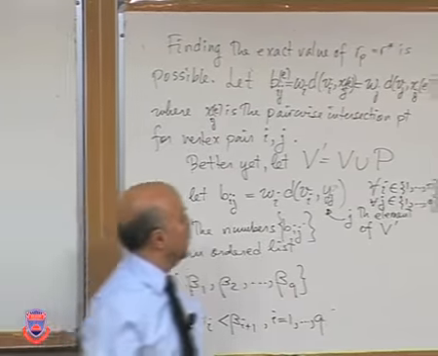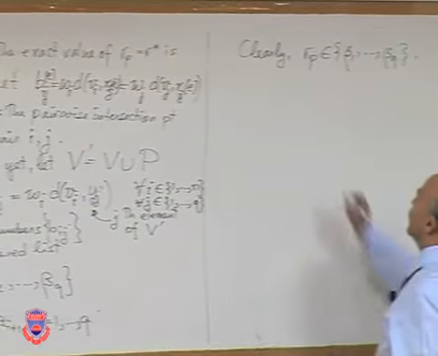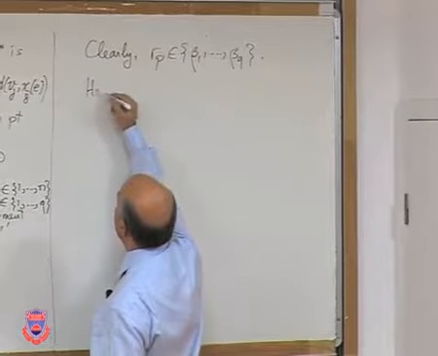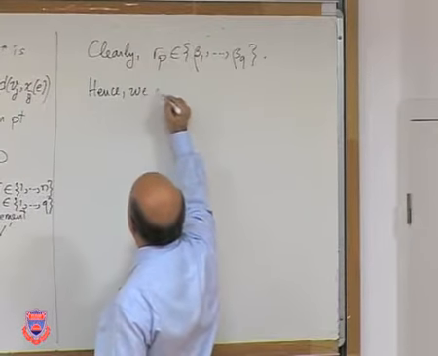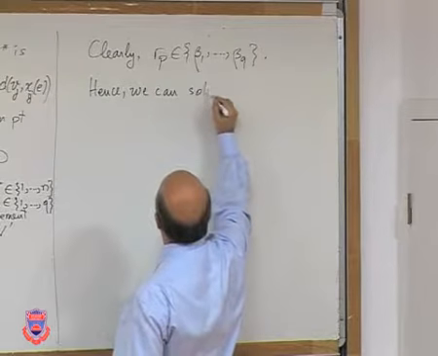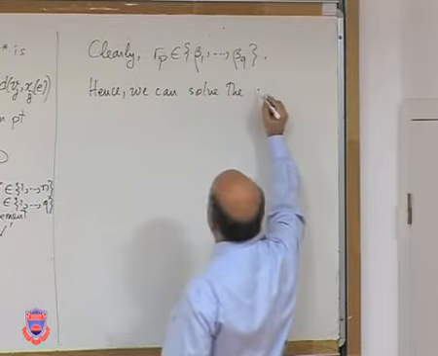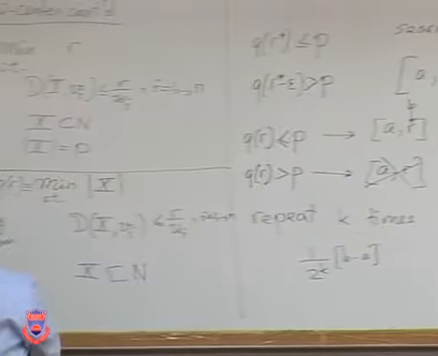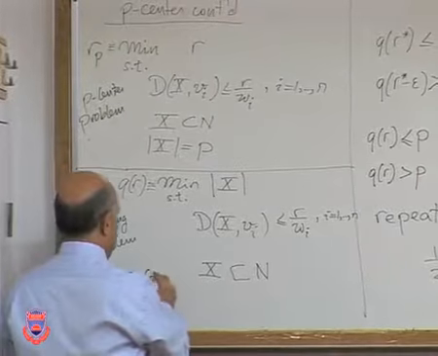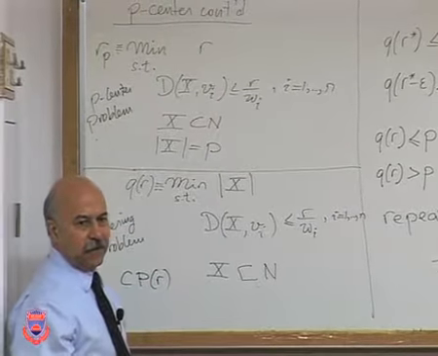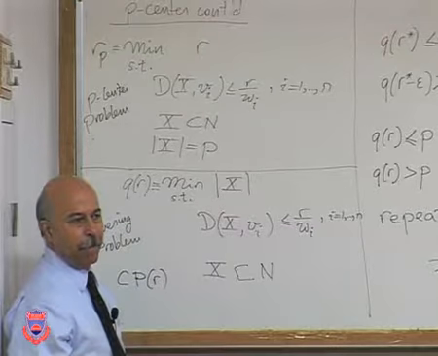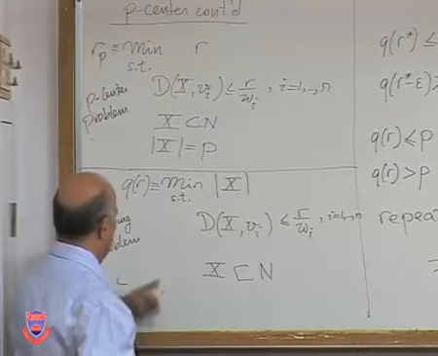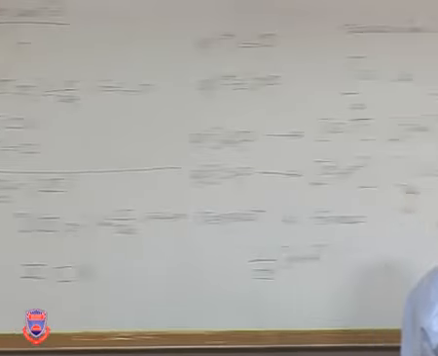All right. So clearly, RP is one of these numbers. Hence, we can solve the covering problem. Did I give a name to this before? I must have. Did I call it CPR or something? Did I do that? No? Well, if we didn't do that, let me just continue.